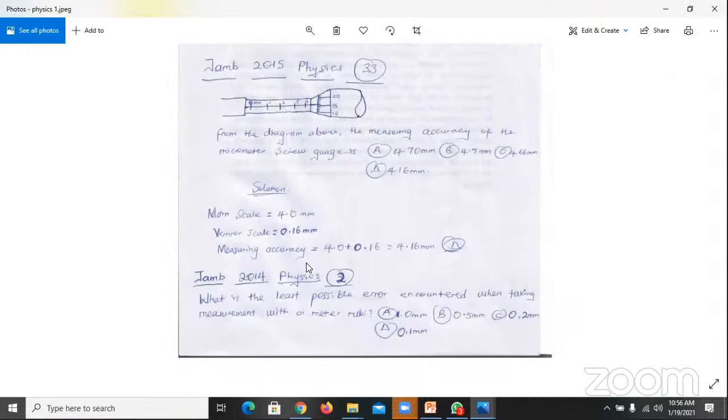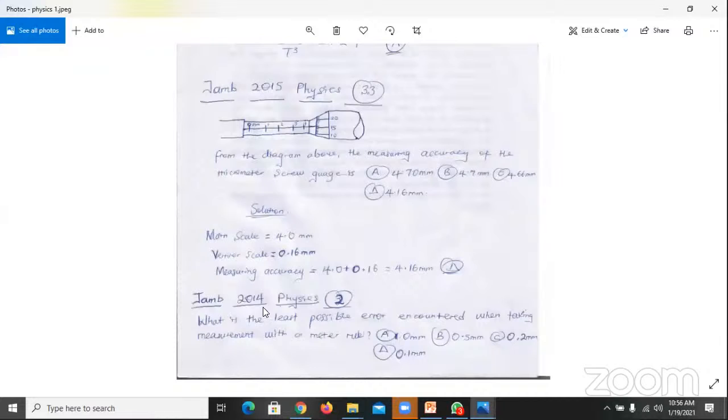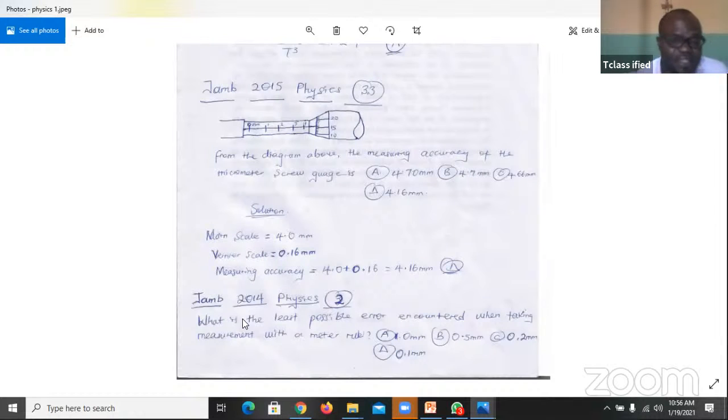Yes, sir. Okay, so let's look at this JAMB 2014 physics question. What is the least possible error encountered when taking a measurement using a meter rule? So this is what we did yesterday. The accuracy for meter rule. What was the accuracy for meter rule?